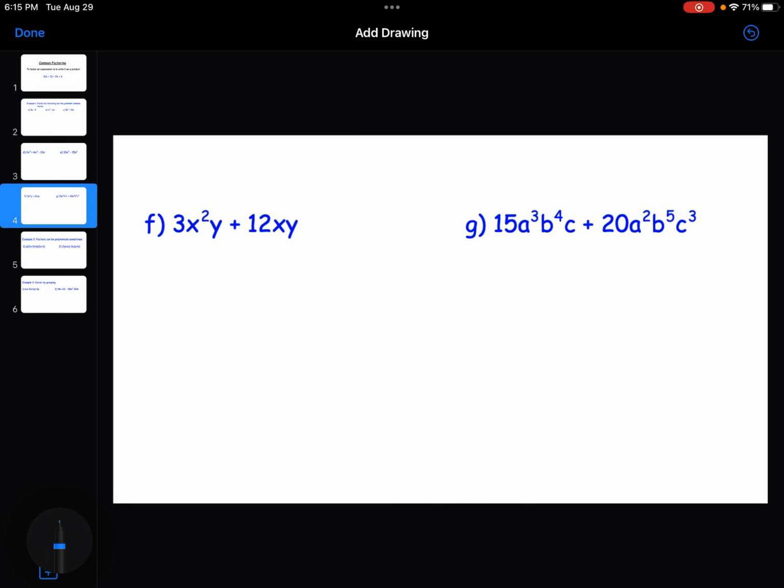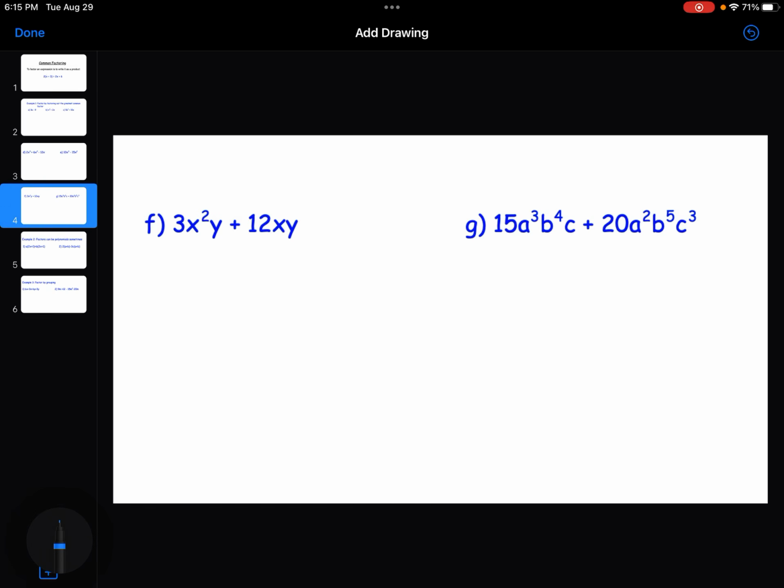Kind of the last one, where now we have multiple different variables. All we're going to do is the same thing as what we did before. We're going to look at the coefficients, and in the first one, we'll look at our x's, then we'll look at our y's. In the second one, coefficients, a's, b's, c's. Just do it in steps.